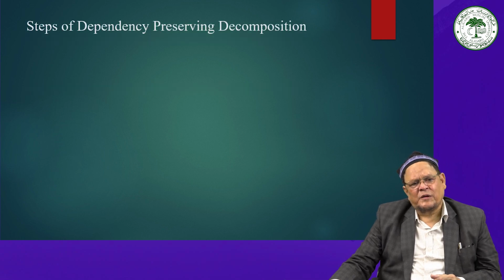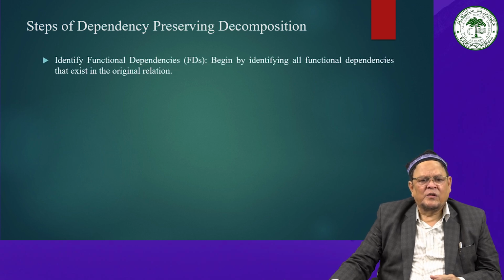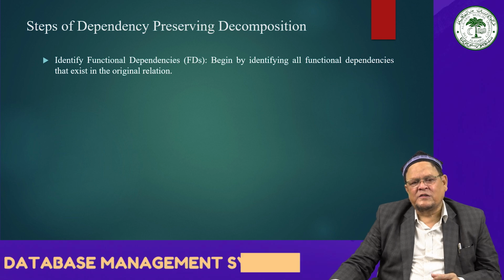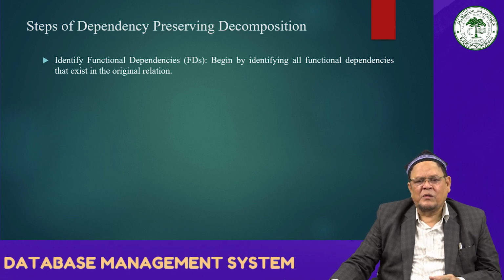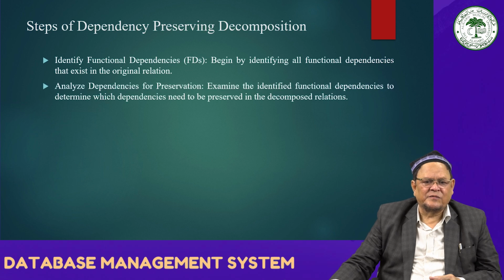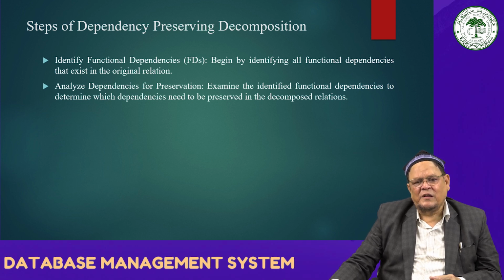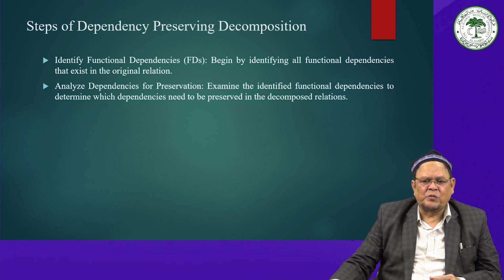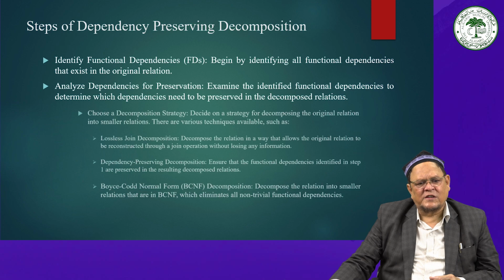So here we'll discuss the steps of dependency preserving decomposition. How will you check? Identify functional dependencies. We start by identifying all the functional dependencies that exist in the original relation. Then analyze dependencies for preserving. What to do? Examine the identified functional dependencies to determine which dependencies need to be preserved in the decomposed relations.